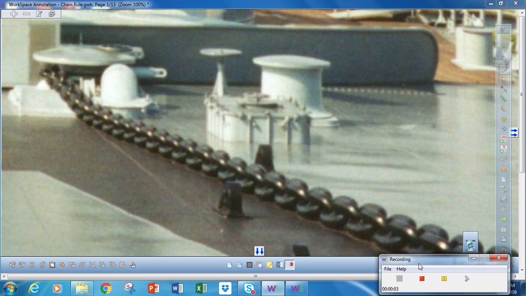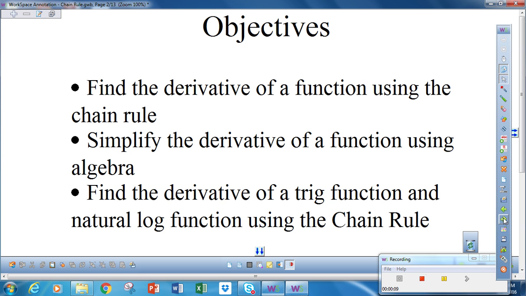Okay, welcome to Unit 2. I think this is Lesson 5. In this lesson, we're going to talk about the chain rule for derivatives. And so we're going to find the derivative using chain rule and use some trig rules and some natural log rules as well.